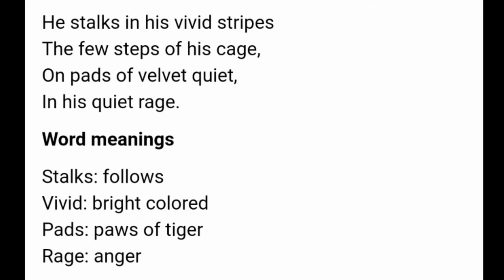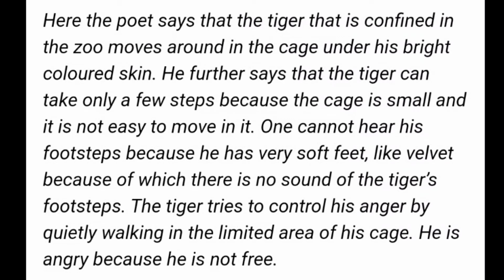And here the poet says that the tiger that is confined in the zoo moves around in the cage under his bright colored skin. So the tiger which is in the zoo will be walking inside the cage. And he further says that the tiger can take only a few steps because the cage is small and it is not easy to move in it. So the tiger inside the cage cannot run and play, right? According to the size of the cage, the animal will be moving around inside.